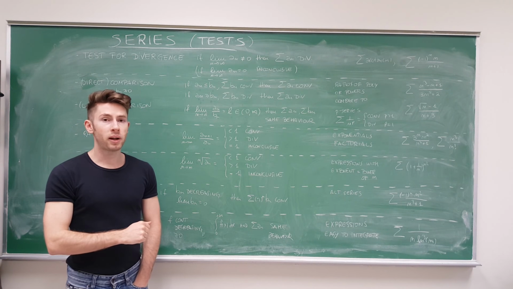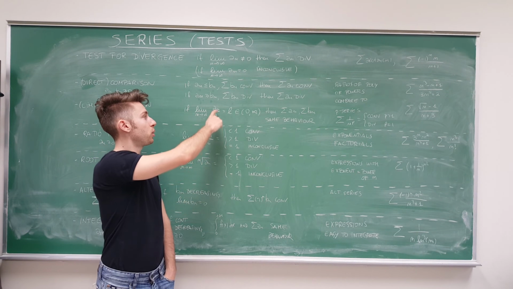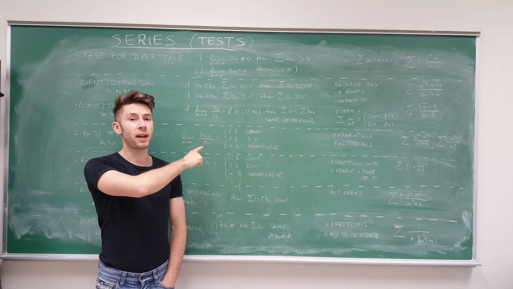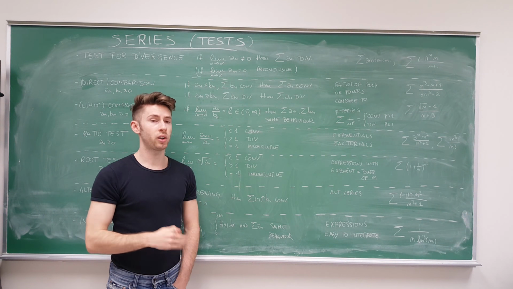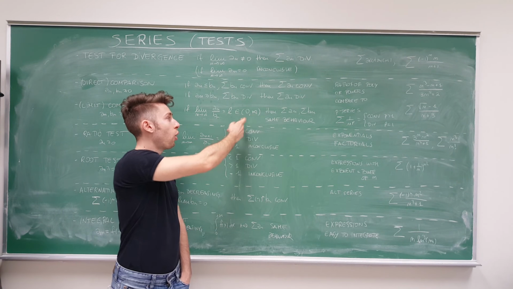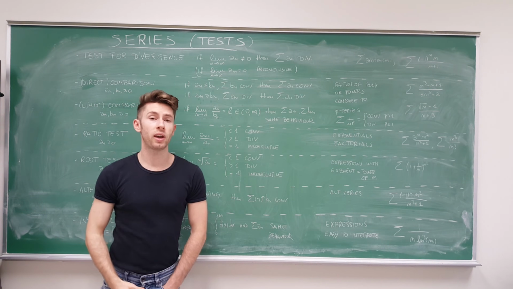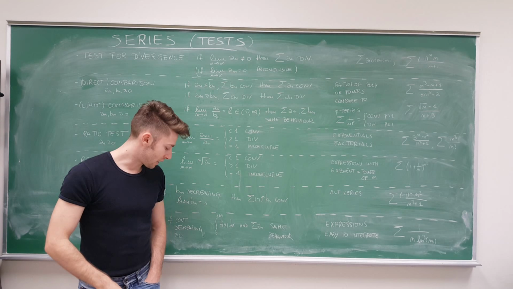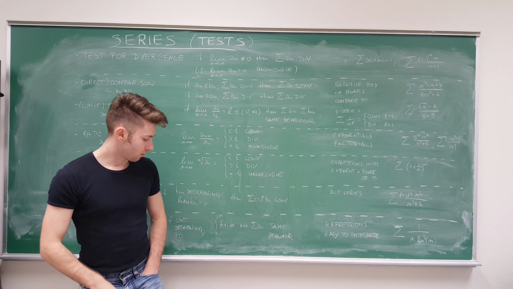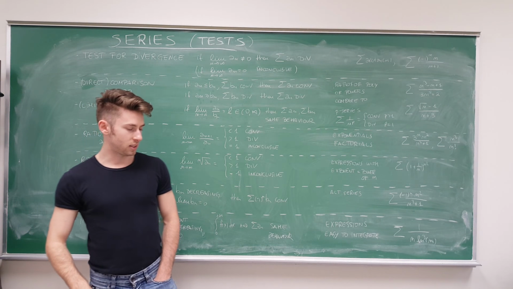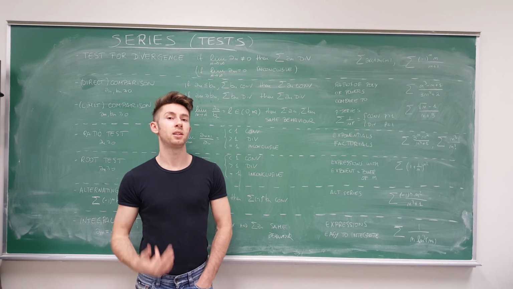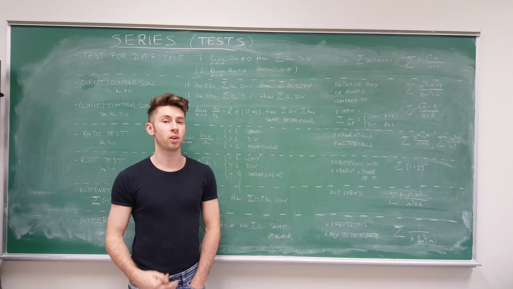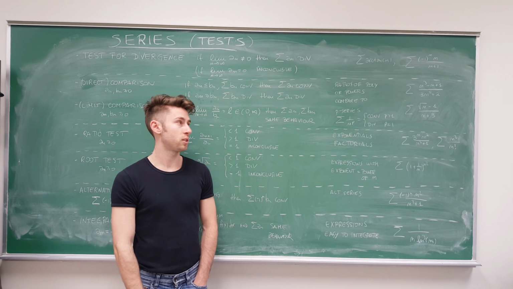What about the limit comparison test? Well, that requires you to compute the limit of an over bn. If that turns out to be a number that's non-zero and not infinity, so in the open interval, then series of an and series of bn have the same behavior. Meaning series of an converges if and only if series of bn converges, and series of an diverges if and only if series of bn diverges.